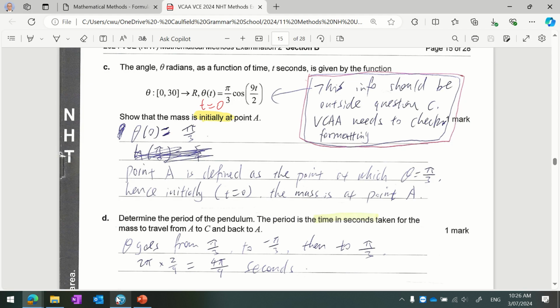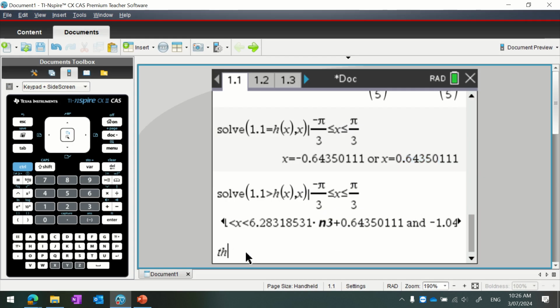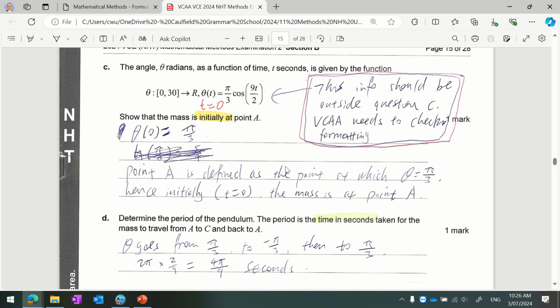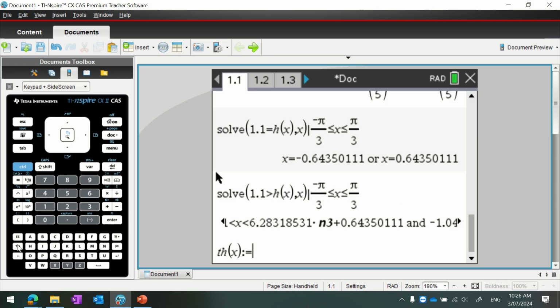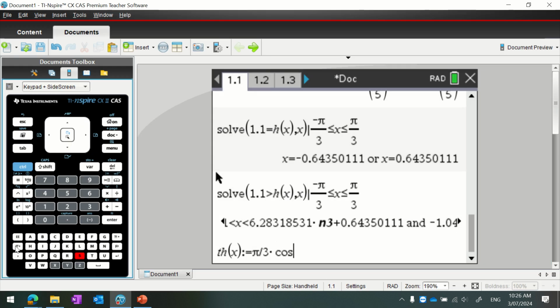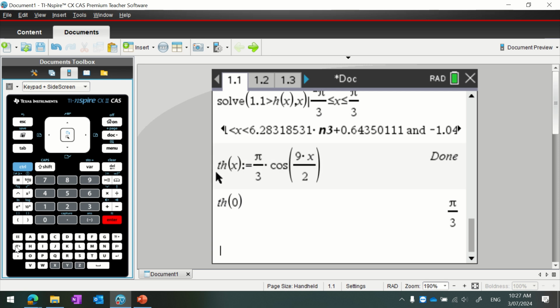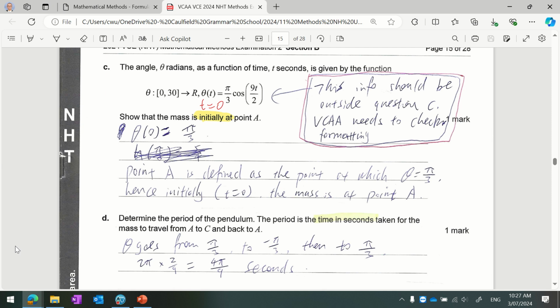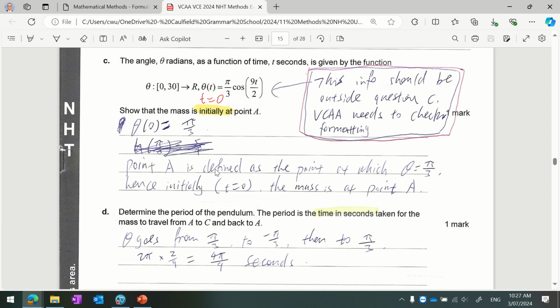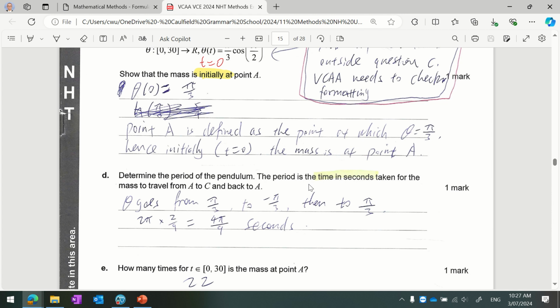And then the way I actually did this, I didn't calculate any of this manually. Basically, I just did this. TH means theta. I basically said theta is π over 3 cos 9t over 2, and that is what I did on my calculator. Okay, and then question D says determine the period of the pendulum. The period is the time in seconds taken for the mass to travel from A to C and back to A.